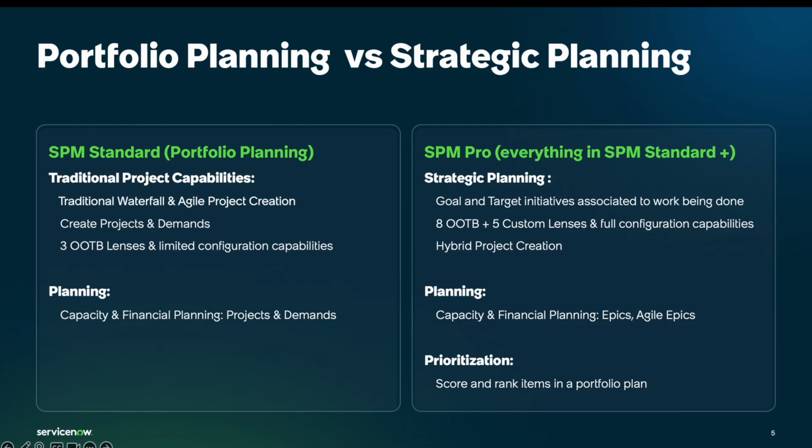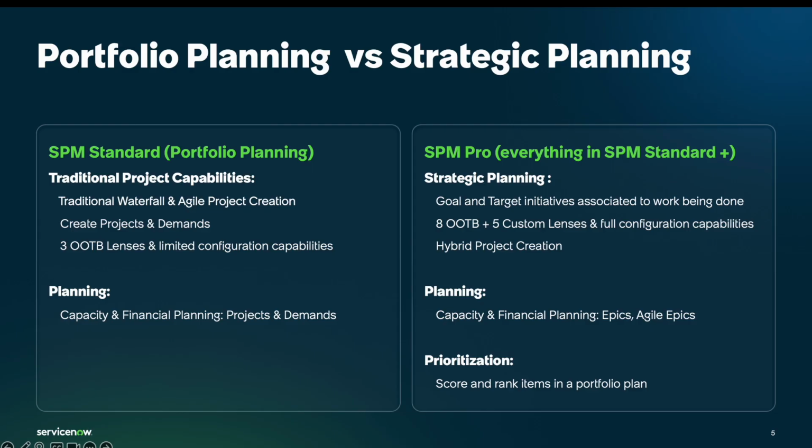Now, I want to talk about what's offered from a portfolio versus a strategic planning view. Portfolio planning comes with a traditional way of tracking, creating, and planning projects. Standard comes with the ability to create traditional waterfall and agile projects, as well as manual demand creation. Standard also comes with three non-customizable out-of-the-box lenses with very limited configurable capabilities. Capacity and financial planning are included as well, but limited to only projects and demands. Portfolio planning focuses on output. Success is measured by whether projects are completed on time and within budget.